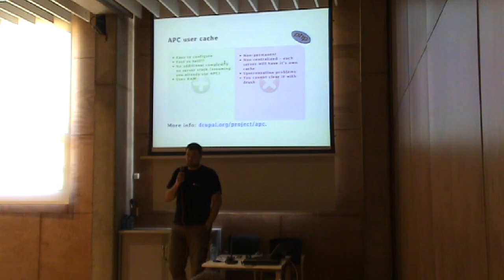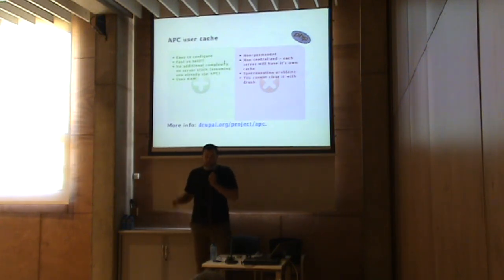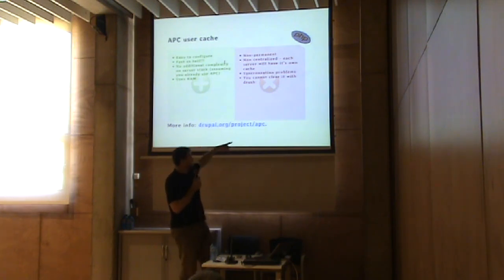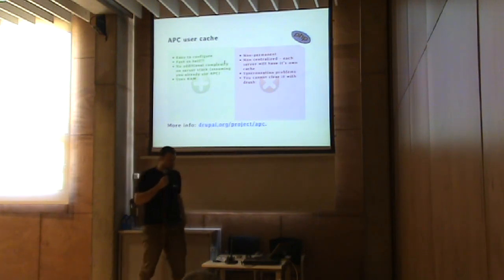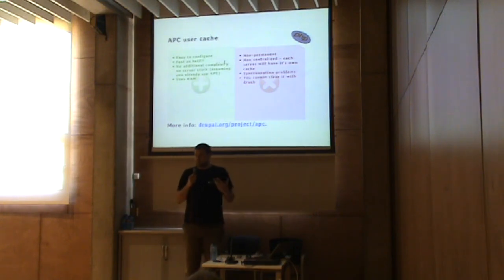The next option which can be used is APC. As we already said, APC can be used as an opcode cache, to cache the compiled versions of your PHP scripts, but it can also be used like a user cache. So you can use it to store your own data in it. It's easy to configure. You basically don't have to do anything if you already have it there. There is a module which provides plugin and integration. You just install that module, open the README, and configure it.